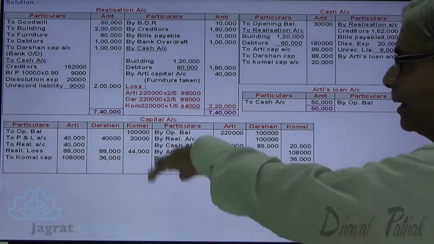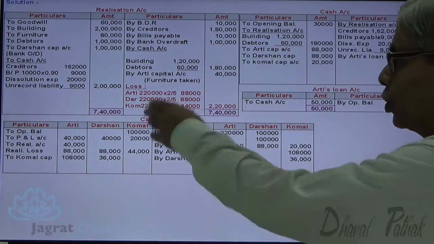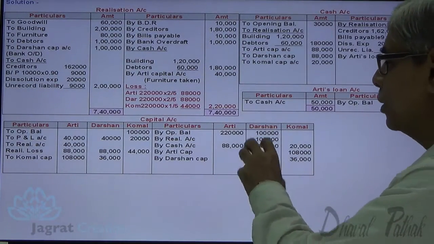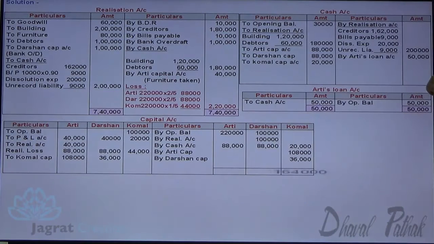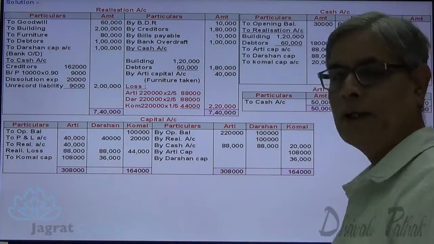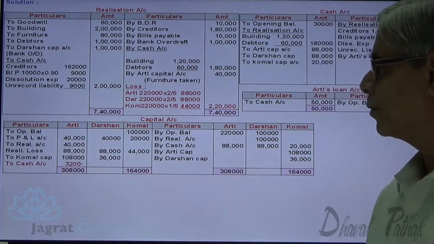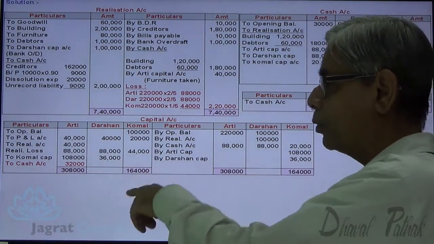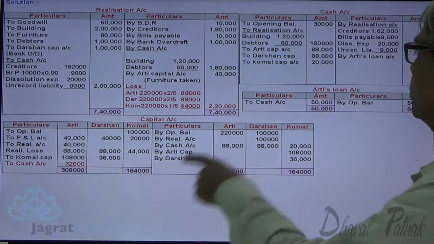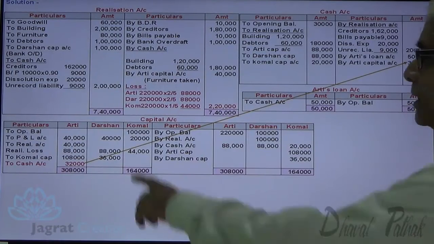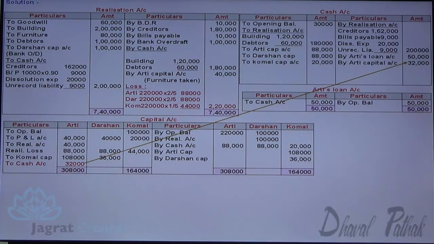Now, Komal's capital account is closed. Total of both the sides is 1,64,000. Now we have to close the capital accounts of Aarti and Darshan. Let us do that. Total of credits is 3,08,000. From that, all these losses are deducted. So 32,000 is the balance left. That is to be paid to Aarti. Aarti's capital account debit 32,000 to cash account credit 32,000.